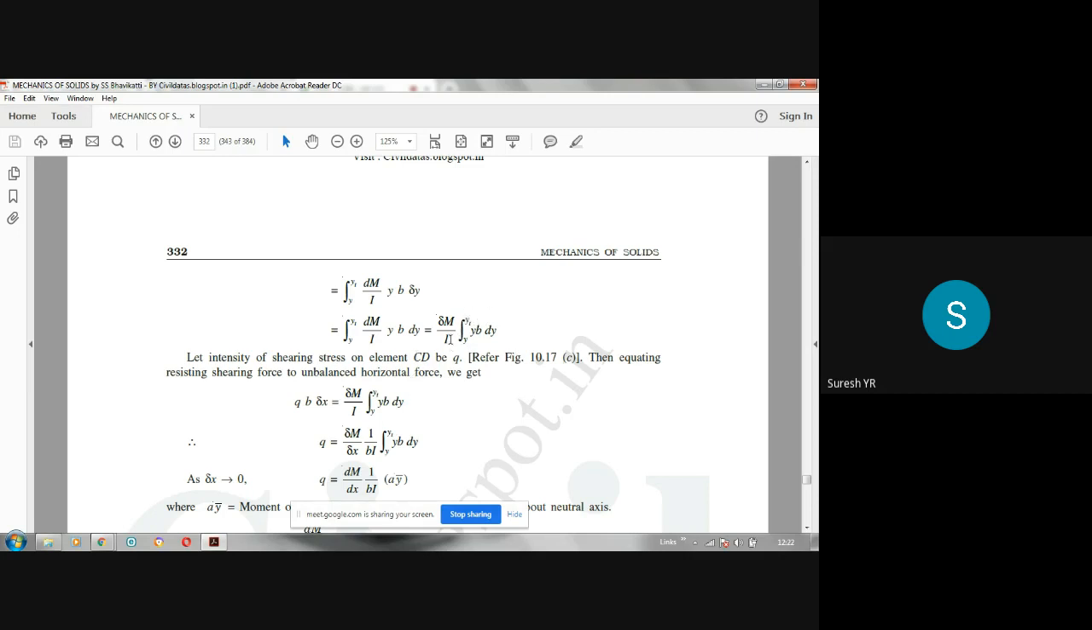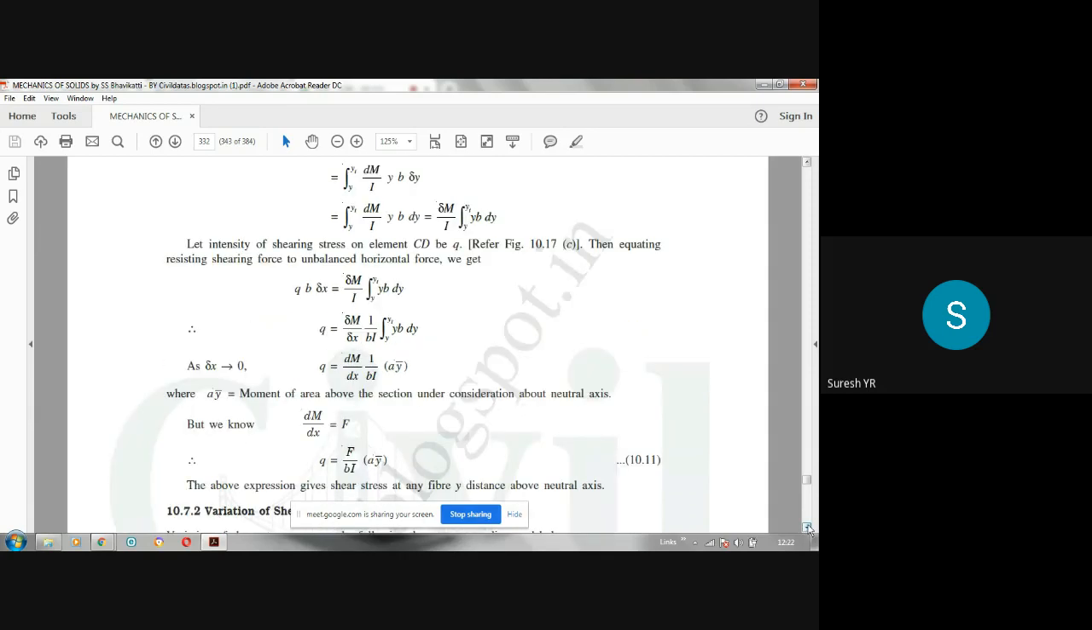Once it is equated, now you can just simplify this. See, delta x is taken to this side. So 1 by b into I. This b also has been taken to this side. So q is equal to delta M by delta x into 1 by b into I into integral y to yt of y into b into dy. As delta x tends to 0, this can be written as dM by dx, like a derivative.